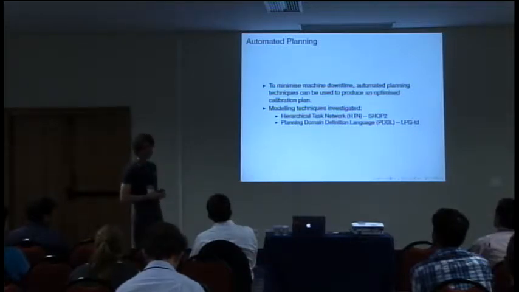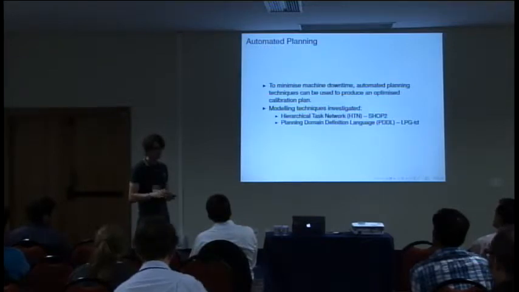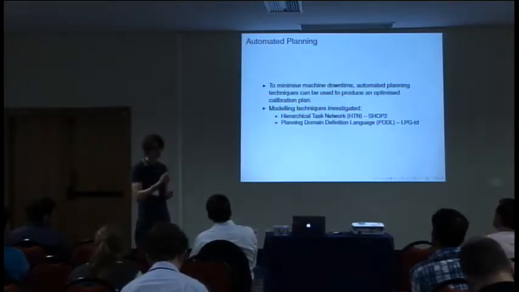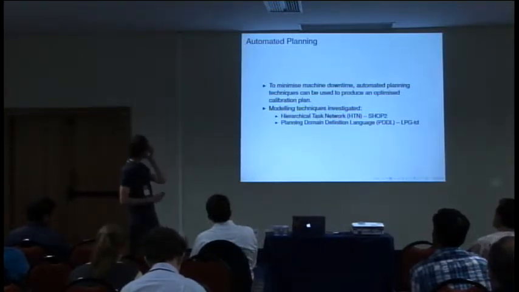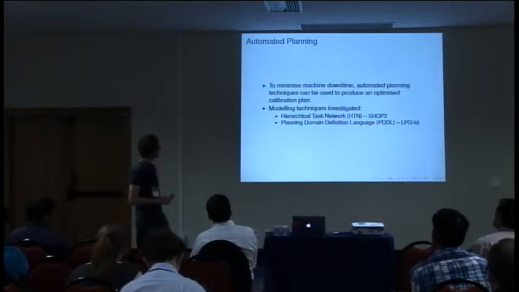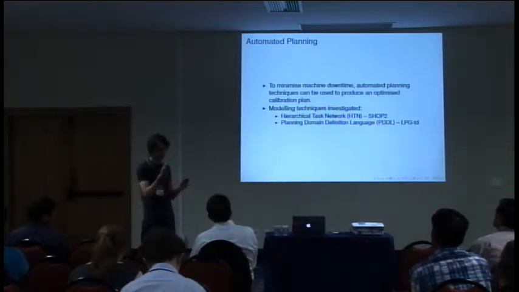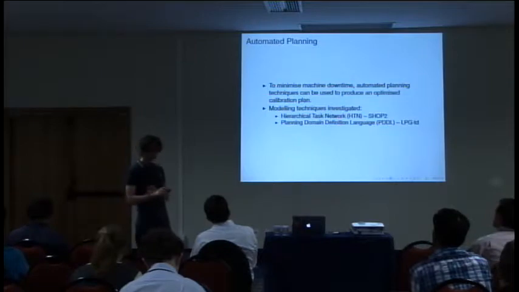So we thought it was a good idea to use automated planning to try to produce the optimal sequence of calibration tasks, so we could reduce machine downtime. First of all, we started out with a hierarchical task network with the SHOP2 architecture, because we thought the way that machine tool calibration could be broken down into smaller subtasks would be an ideal solution. And then we moved on to a PDDL model with the LPG-TD, which I'll explain why in a minute.